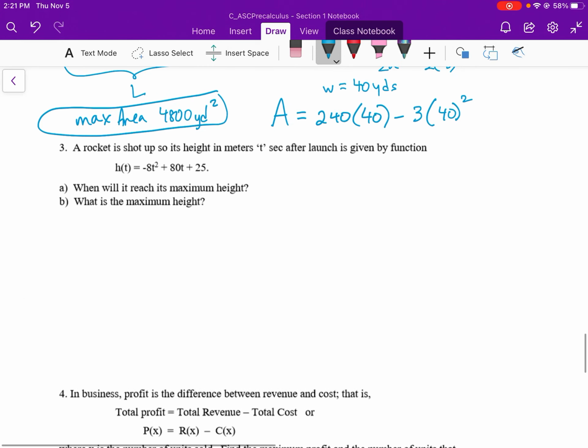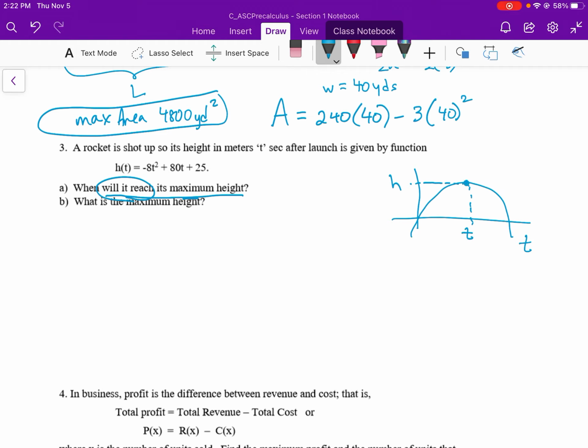Okay? This one is similar to the first one. You're looking for when it reaches its maximum height. So this is an upside down parabola because of that -8. Again, this time what's on my horizontal axis? T for time. And what's on my vertical axis? H for height. So you're trying to find when it will reach its maximum height. So you're looking for the time.